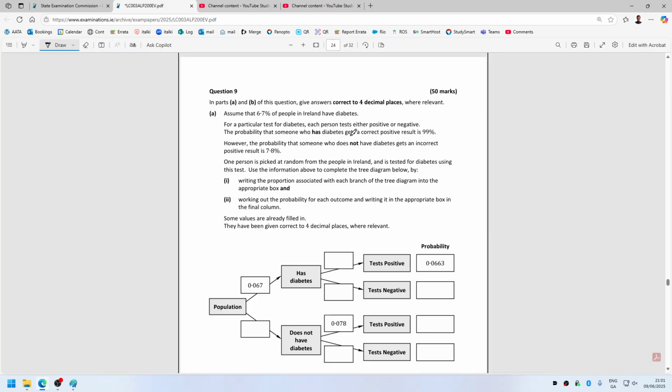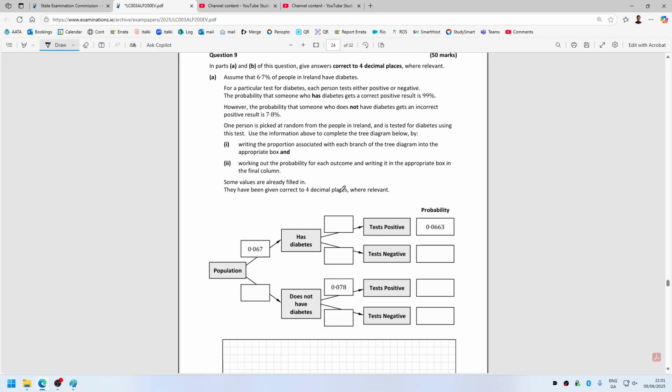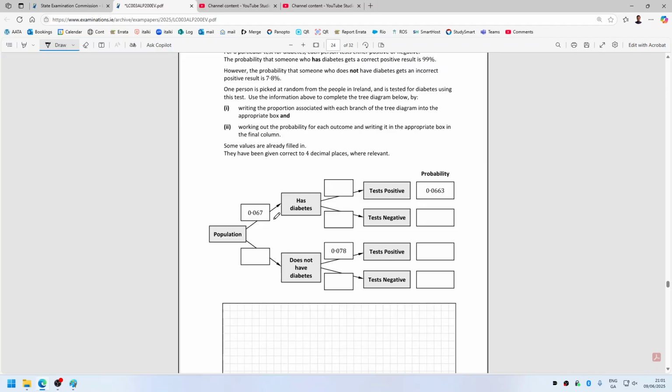All right. However, probably that's someone who does not have diabetes. I think it's all in the table here. Just complete the table. 4 decimal places, I believe, is what we need to be doing. So that is 0.933. That is 0.922.